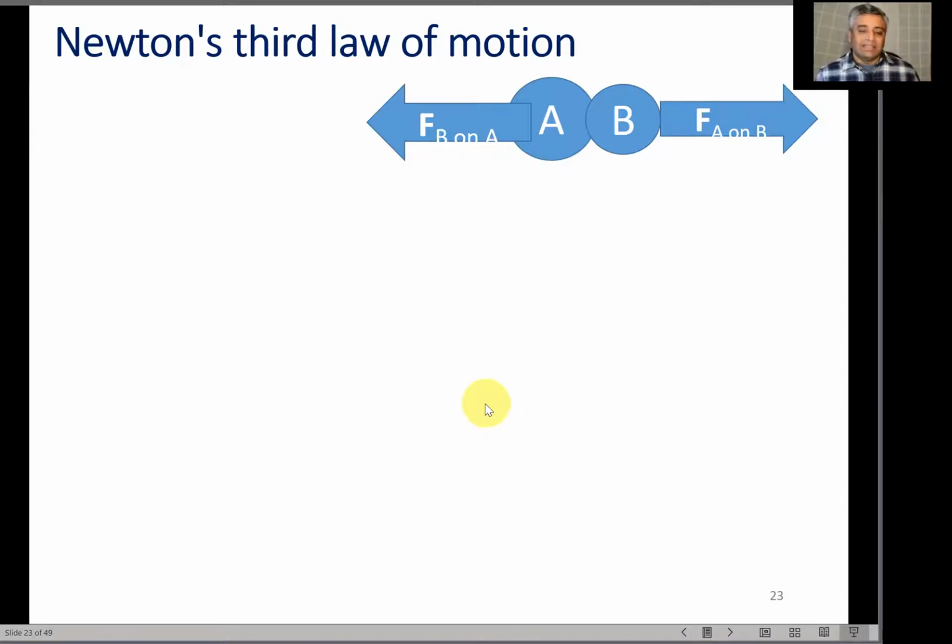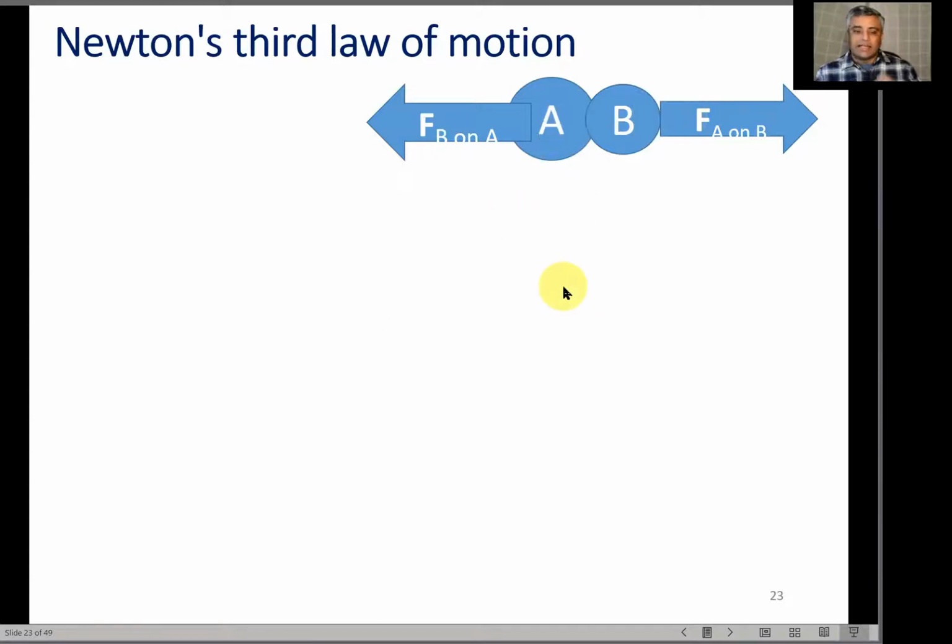But in reality, what happens? B hits back at A with the same amount of force. Hits back means these two forces are opposite in direction, but their magnitude is the same. And keep in mind, these forces are acting on two different objects, not on the same object. One force is acting on A, another one is acting on B. Do you see that? And that is very important.